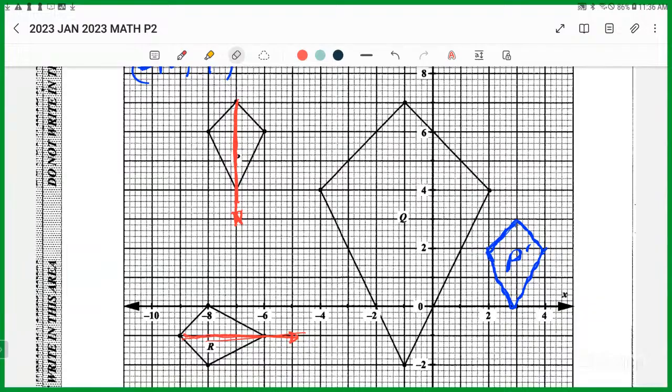But rotation has 3 components. There's an angle, which you know is 90. There's a direction, which you know is anti-clockwise. But it also has a center of rotation. And if you don't state the center of rotation, you are not describing it fully. So we are going to have to determine where the center of this rotation is. Now, this one got a lot of people because it was not obvious where the center of the rotation is.